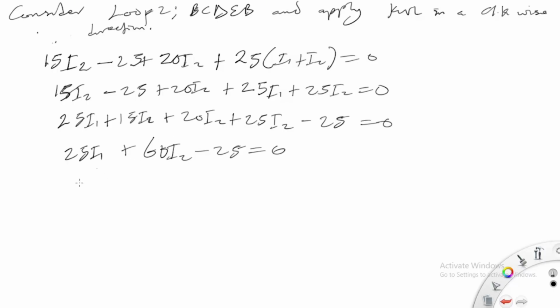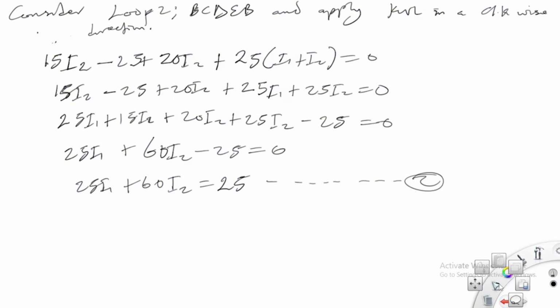So having done that, say 25 I1 plus 60 I2 is equal to, let's take 25 to the other side, 25. When it crosses the equality sign, it becomes positive. So let's say this is our equation 2. So let's now solve equations 1 and 2 and find I2. How do we do that?